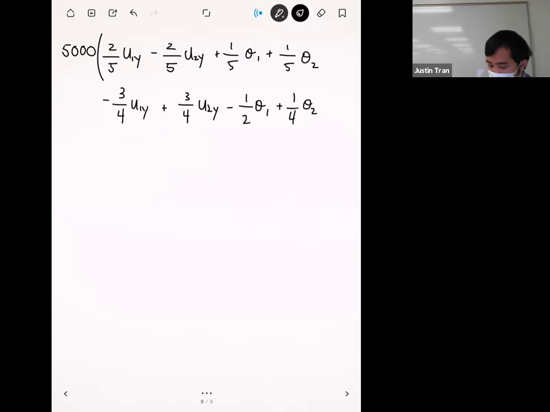And then we have the theta terms. So we have a minus 1/2 theta 1 plus a 1/4 theta 2. And then finally, we have the last 2 terms at the end, which is a 1/3 theta 1 and a 1/2 u1y. Perfect.